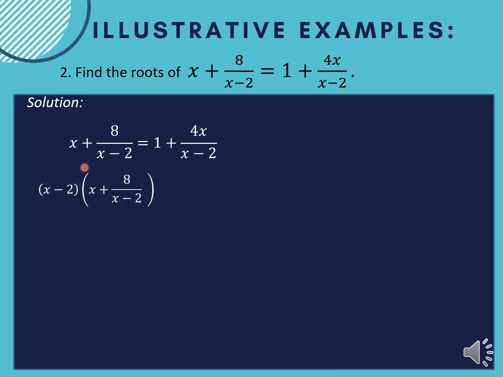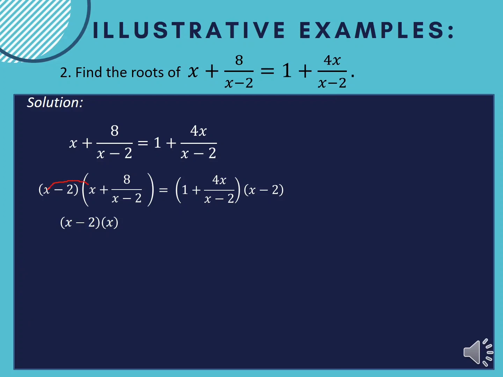So, x - 2 times (x + 8)/(x - 2) is equal to (1 + 4x)/(x - 2), also multiplied by the LCD, x - 2. Now, let us simplify. Doesn't our x have a 1? Yes, it has a 1 here. So, (x - 2) divided by 1 is (x - 2) times x. So, we have (x - 2) times x.